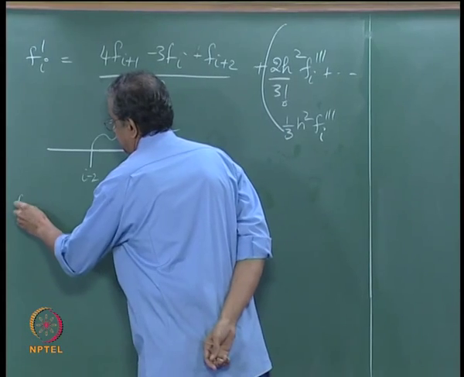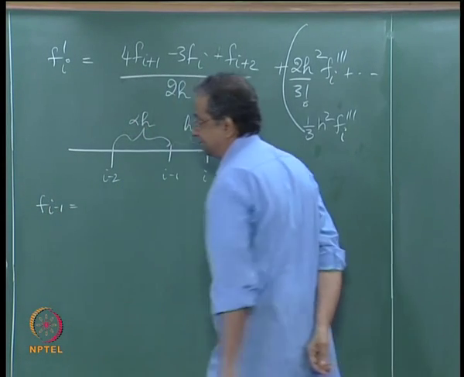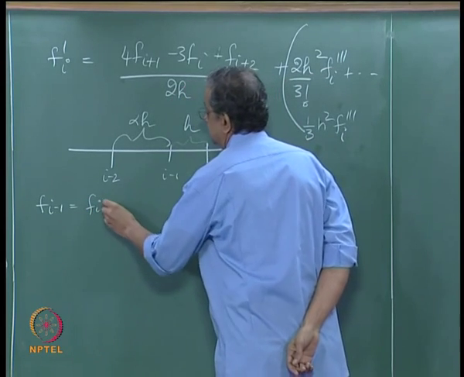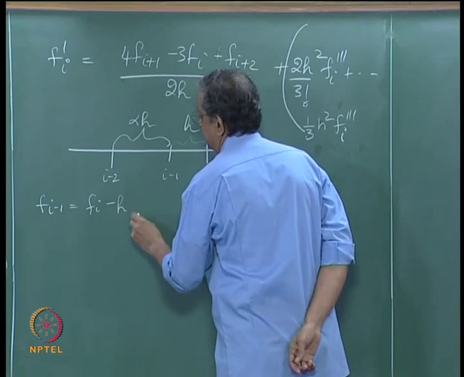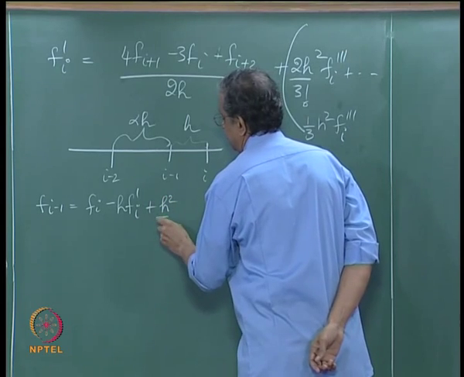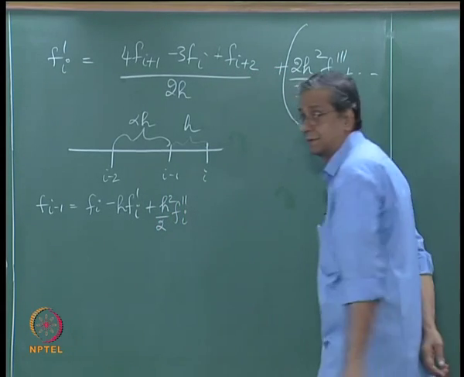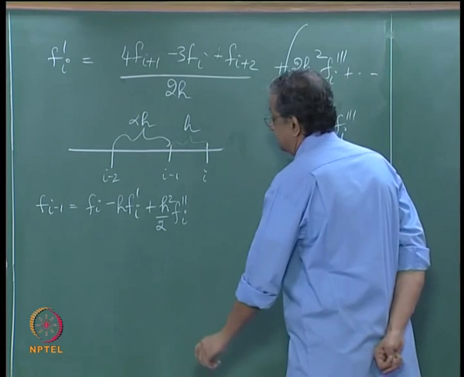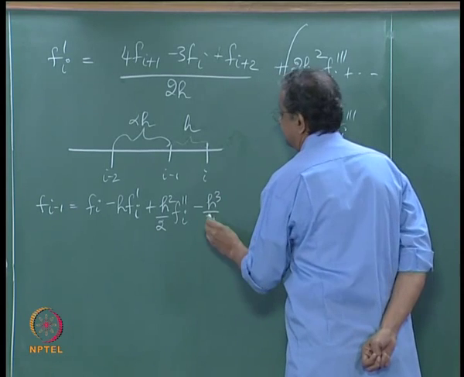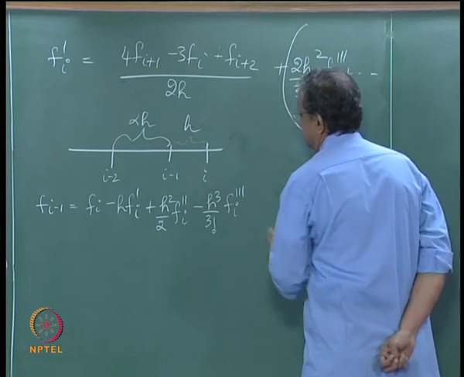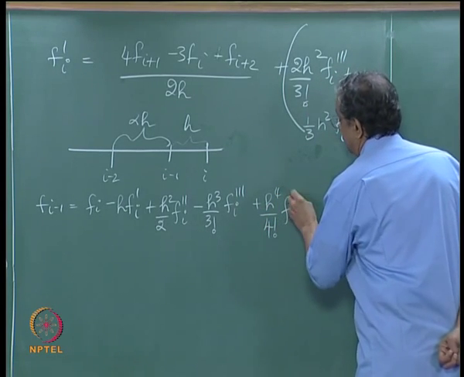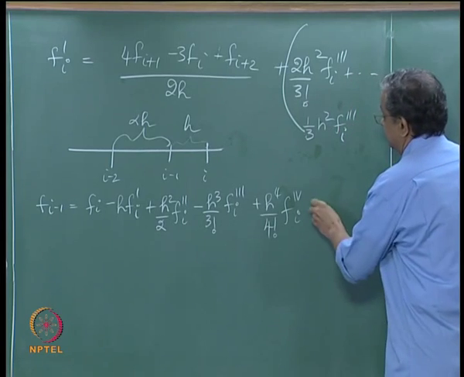So what do we have? F at I minus 1 is f at I minus h times f prime at I plus h squared by 2 factorial second derivative of f at I minus h cubed by 3 factorial f triple prime at I plus h to the fourth by 4 factorial the fourth derivative at I, and so on.